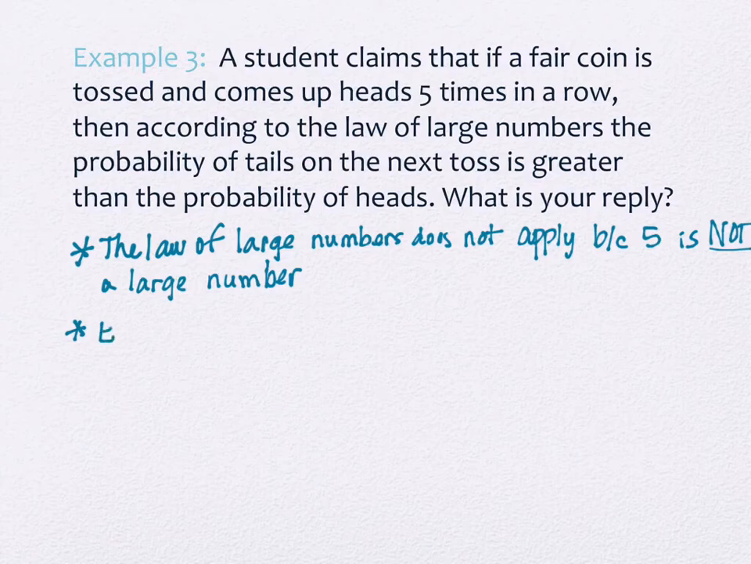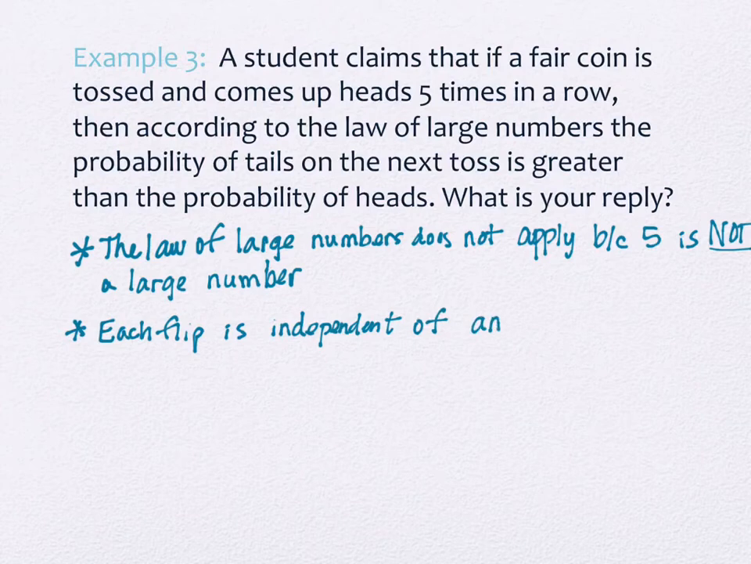So each flip is independent of any prior outcome. It's 50-50 every time, no matter what happened before. Any questions on that one?